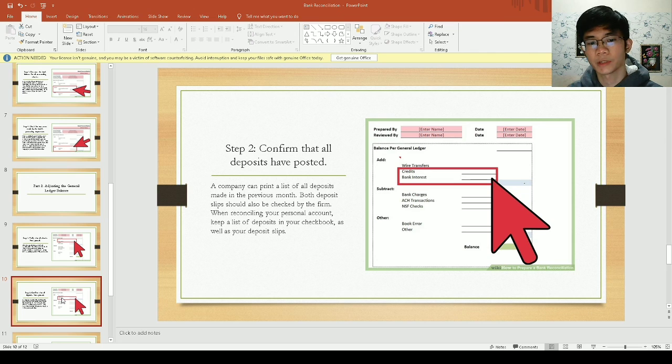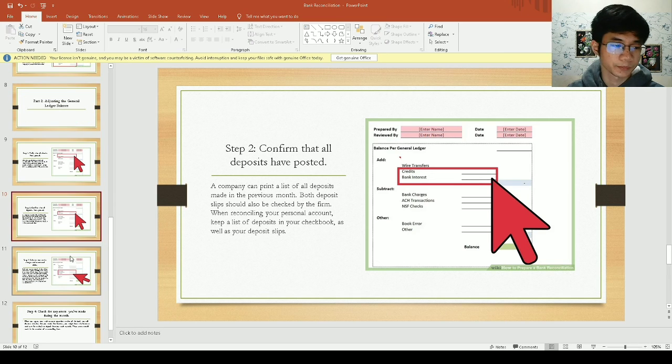Step 2 is to confirm that all deposits have been posted. A company can print a list of all deposits made in the previous month. Both deposit slips should also be checked by the firm. When reconciling your personal account, keep a list of deposits in your checkbook, as well as your deposit slips.